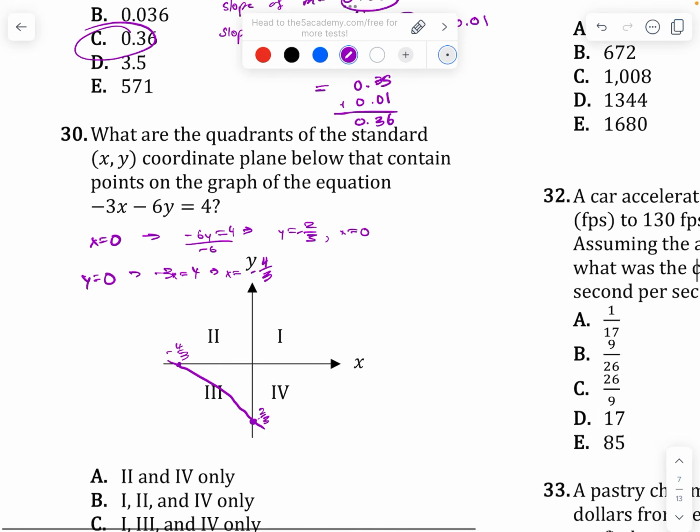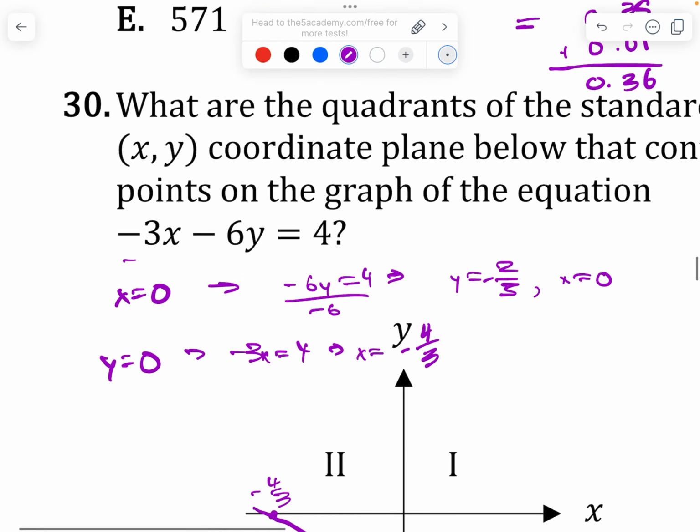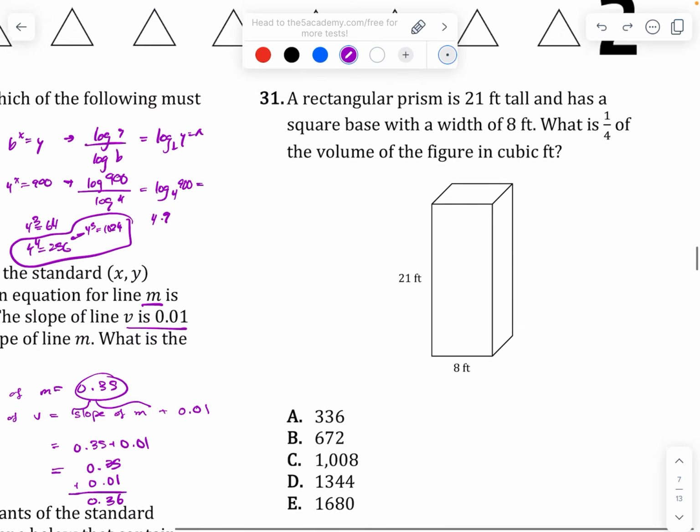You could also do y equals mx plus b, so you'd move the 3x to the other side, divide everything by negative 6, and you'd get an equation. You could graph the y-intercept and the slope, and you'd get the same answer.